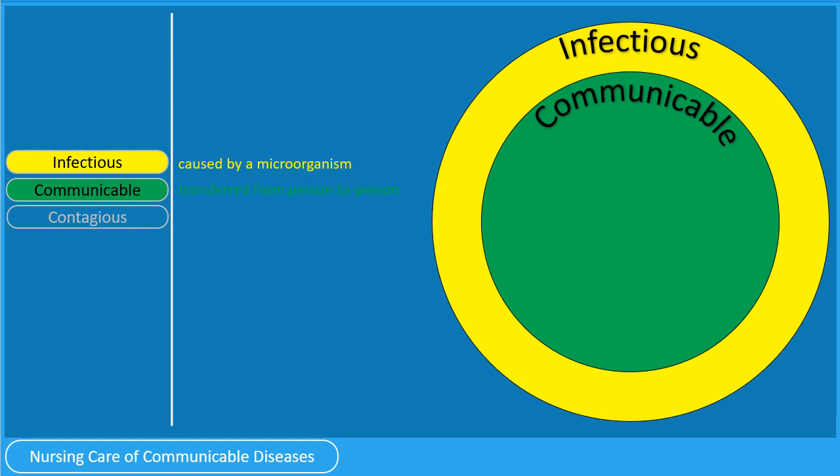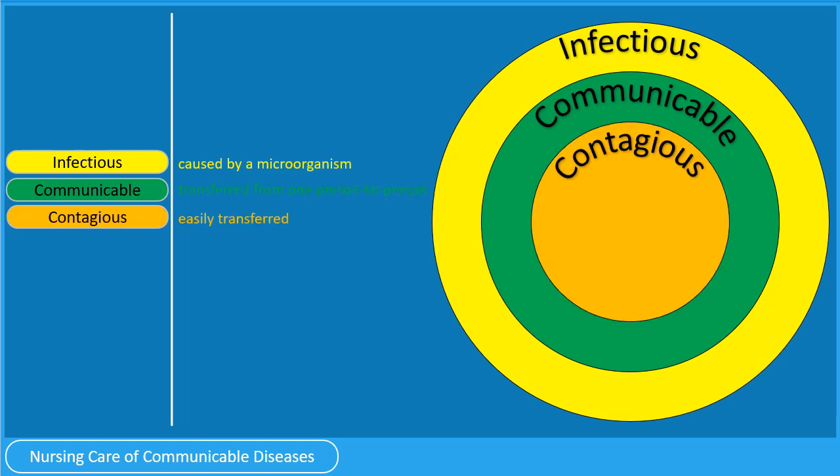You can clearly see in this illustration that the green circle representing communicable disease is entirely inside the yellow circle representing infectious disease. This will easily allow you to note that all communicable diseases are infectious, but not all infectious diseases are communicable. The innermost ring represents contagious diseases, which are communicable diseases that can be easily transferred. Pause for a while, gather your thoughts, and when you are ready, let's have a practice test.